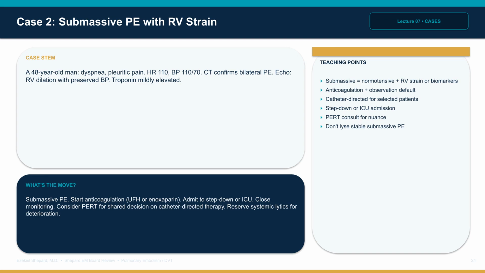Anticoagulate with heparin, admit to step down or ICU, and monitor closely. Consider PERT activation if there is concern for deterioration. The board trap is giving systemic thrombolysis to a stable patient with right ventricular strain.